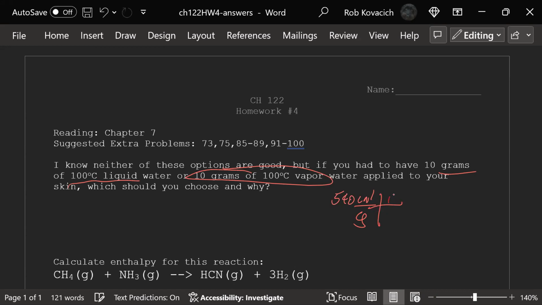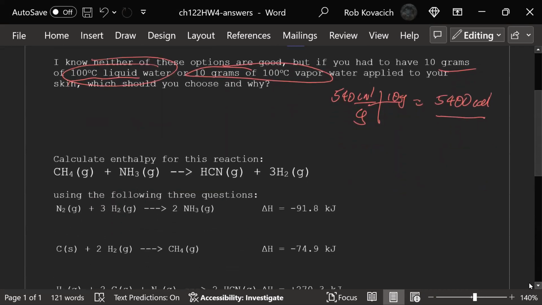So that's going to be 10 grams, so that's 5,400 calories of energy. And that's going to go into my arm. Okay. And now that I've absorbed 5,400 calories of heat, now I've got 100-degree liquid water on me. So I either start with 100-degree liquid water on me, or I put 5,400 calories into the skin and then put 100-degree liquid water on me. So definitely do not want the vapor, because then I have to deal with the heat of vaporization.